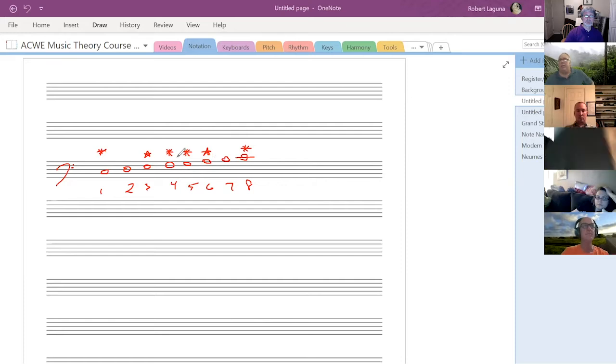Now, that doesn't mean that those are the only intervals that exist. There are intervals in between them. For instance, in the key of C major, you would not have a D sharp, but a D sharp does exist, and so does an E flat, and so does an F sharp, and so does a G flat, and so on. So there are other intervals that even though they don't belong in that key, they do exist.